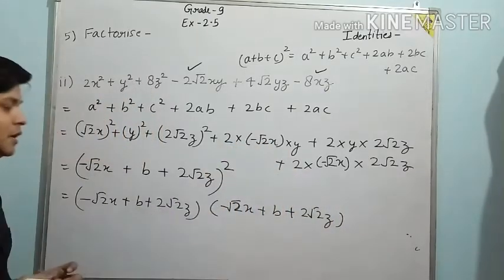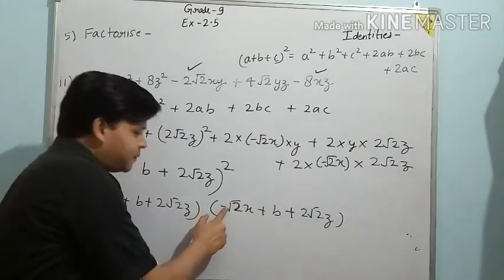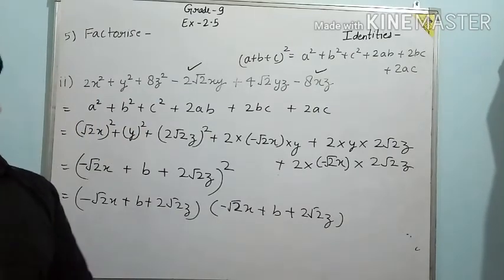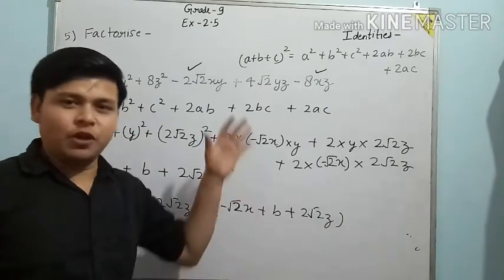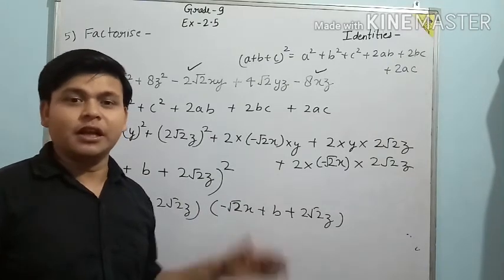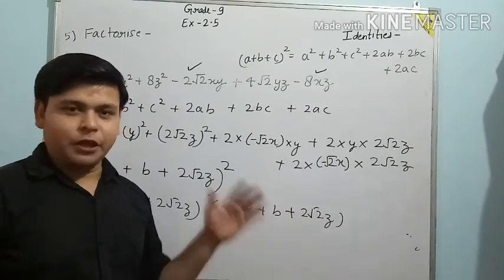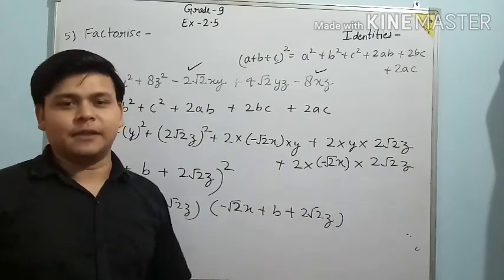So I hope you all have understood this. It is a little bit confusing, but when you practice you will understand by yourself. And one more thing: first of all, when you are going to solve these questions, you must learn the identities, and if you learn the identities properly then you can solve these questions very easily. Thank you.